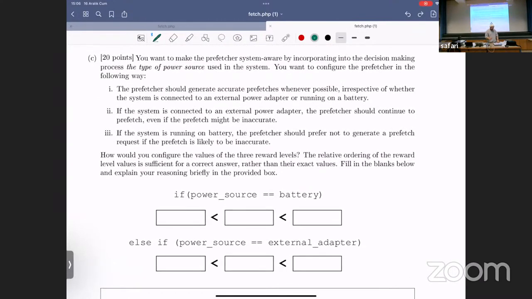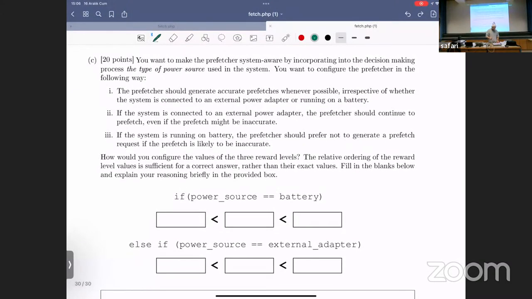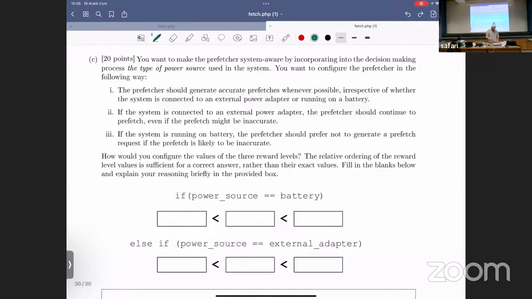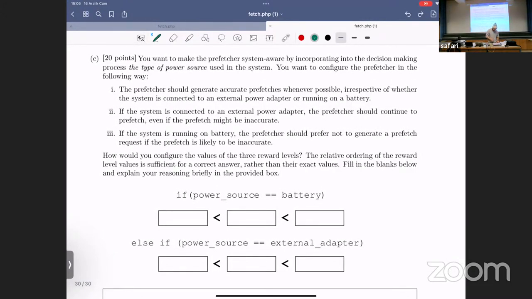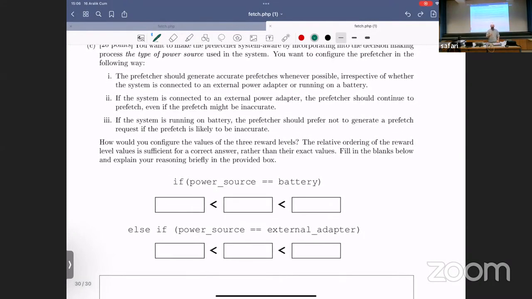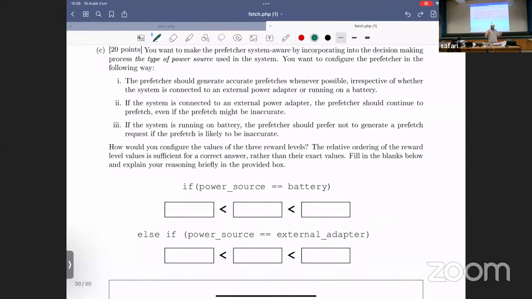And the last question: you want to make the prefetcher system aware by incorporating into the decision-making process the type of power source used in the system. And you want to configure the prefetcher in the following way. The prefetcher should generate accurate prefetches whenever possible, irrespective of whether the system is connected to an external power adapter or running on a battery. So if this is the case, which R value should be the highest? If we always want to be the most accurate possible, yes, which R value? Correct. So RA, which I cannot write on the right part, is the correct one and needs to be the highest of all because we always want super accurate prefetches, right?